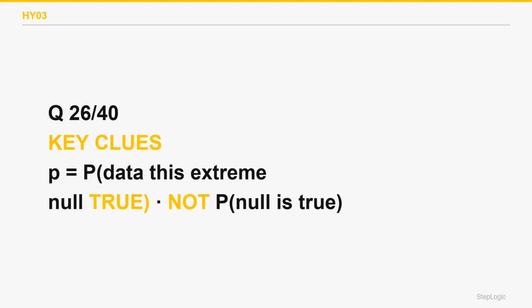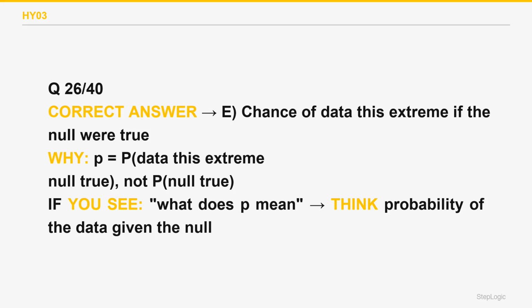A p-value is the probability of observing data as extreme as, or more extreme than, what was seen, assuming the null hypothesis is true. It is a statement about the data given the null, not the probability that the null itself is true. A p of 0.03 means such data would be uncommon if the null held, so we reject it. The correct answer is E.